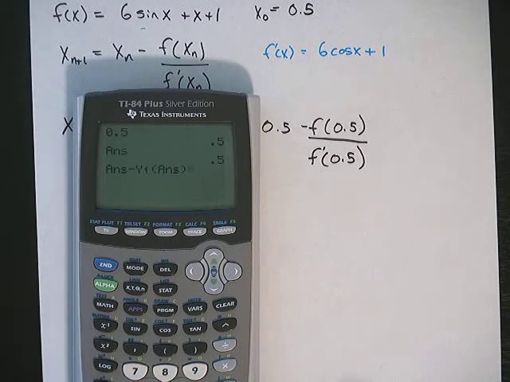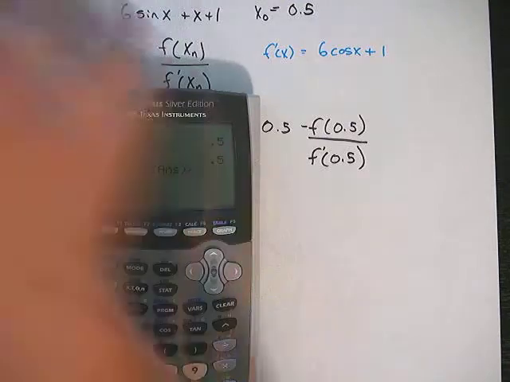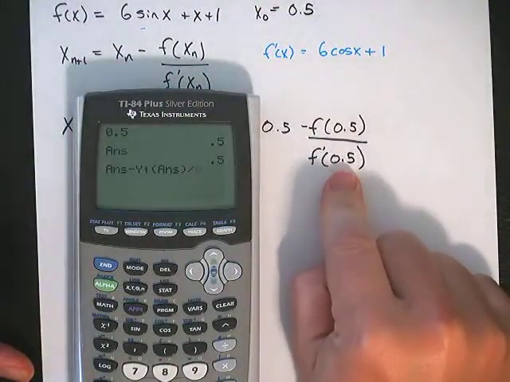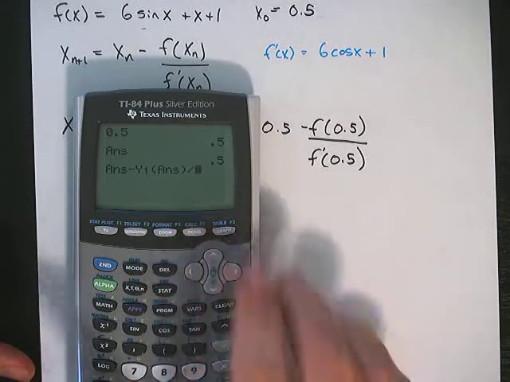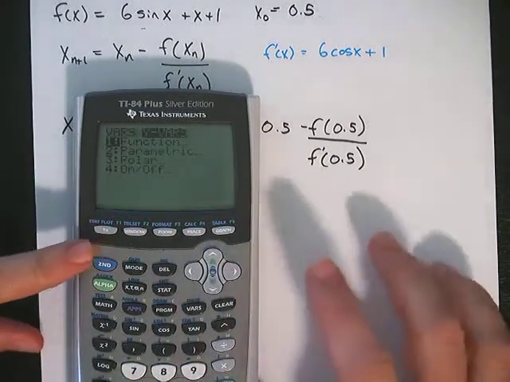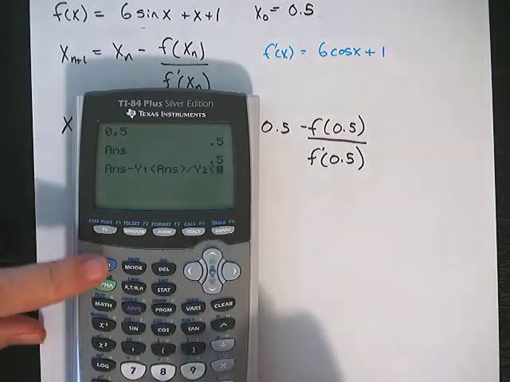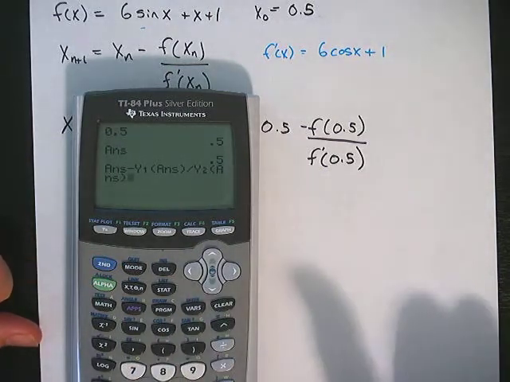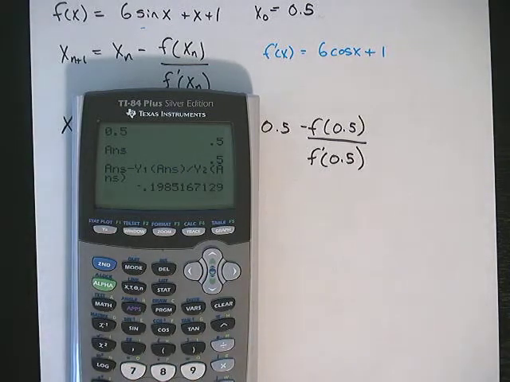There's a reason why I'm not typing 0.5 there. You'll see it in just a second. Then divide, and remember the derivative function was in y2. So when I hit vars, y vars, I'm going to go down to y2 this time, and then also put the 0.5, which is the answer, in there.